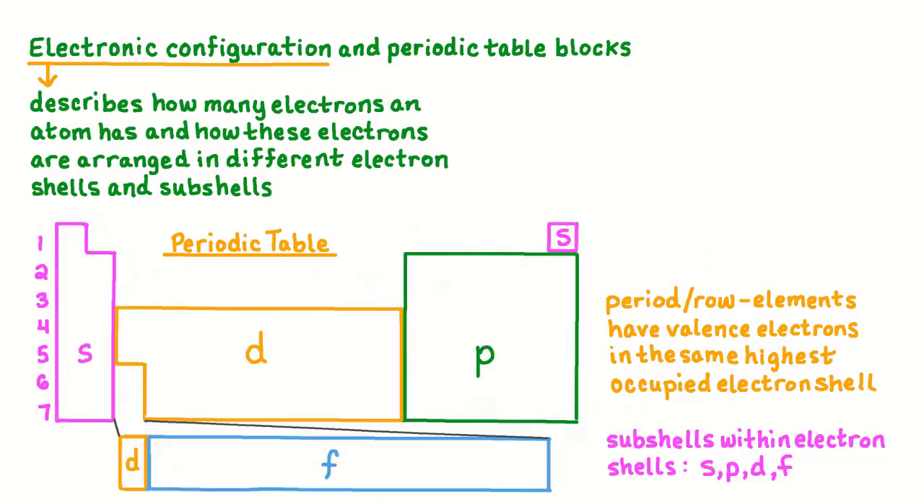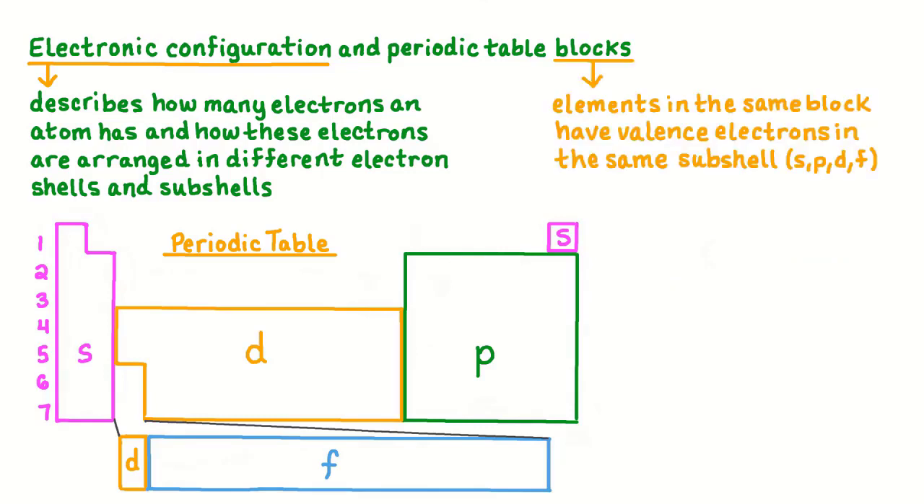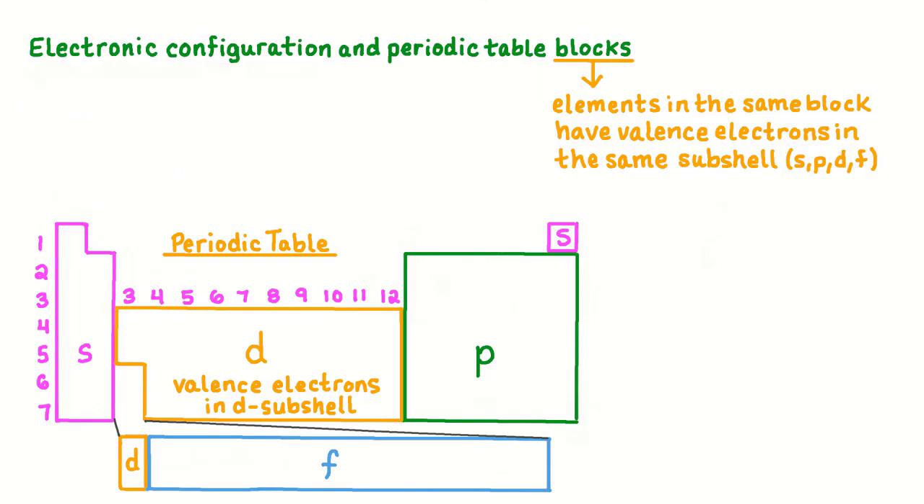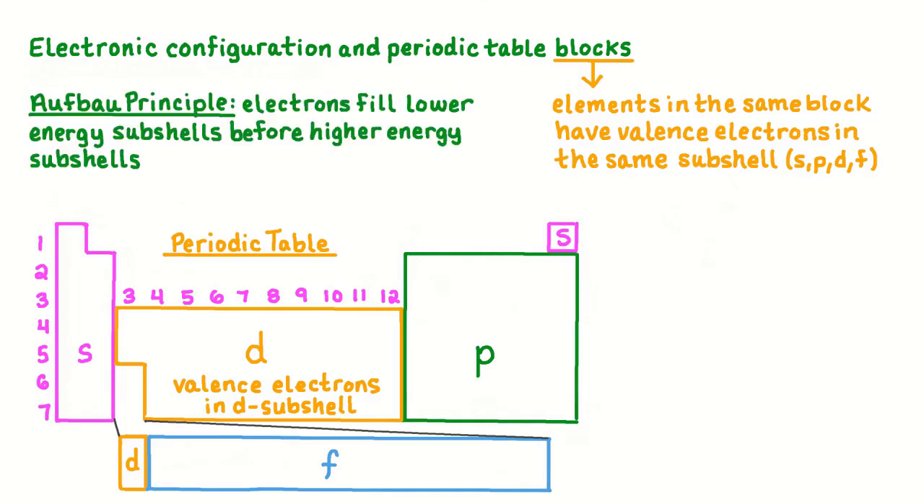The periodic table can be divided into blocks that represent these subshells. Elements found in the same block have valence electrons in the same type of subshell. Elements found in the d block, which are the elements in groups 3 through 12, have one or more valence electrons in a d subshell. The order in which electrons fill up subshells of an atom is based on increasing energy. According to the Aufbau principle, electrons fill the lowest energy subshells before they fill higher energy subshells.